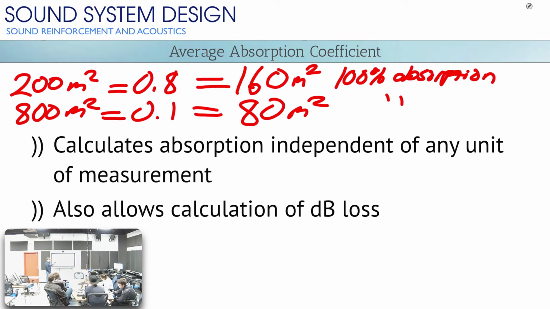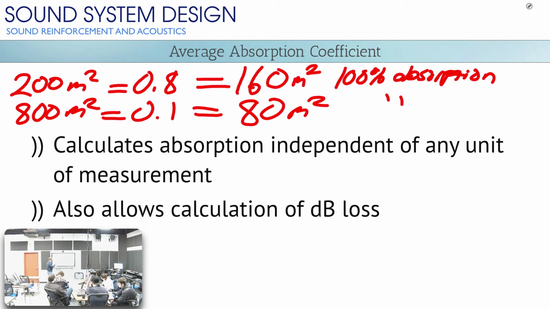Okay? So you have a total here of, if you add these numbers together, what do you get? 240 square meters of perfect absorption. Okay? And again, some people would call that Sabins. So you could say this room is equivalent to 240 Sabins.